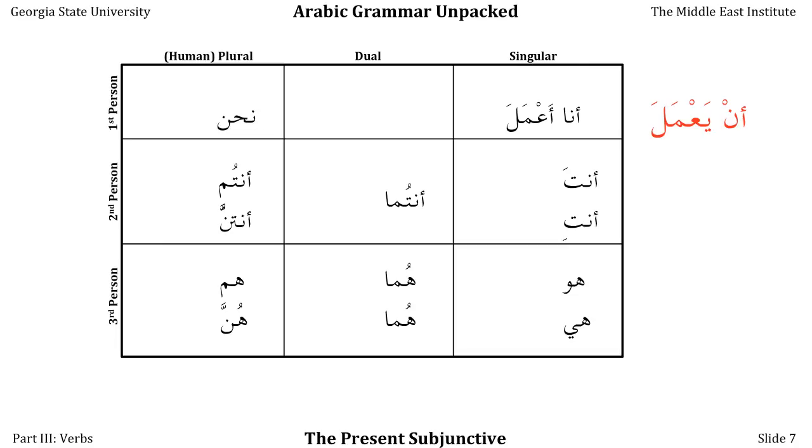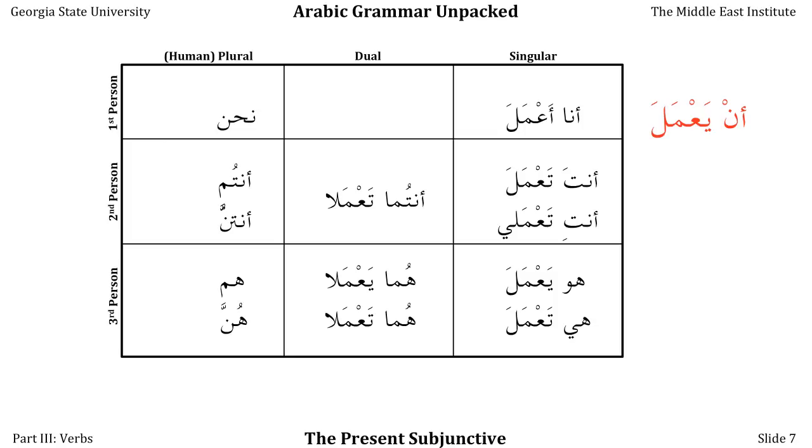The only difference in the ana form between the present indicative and the present subjunctive is that we have a fatha at the end of the verb rather than a dhamma. The same is true for the anta form. But for the anti form, what happens is that we lose the noon on its suffix. Rather than saying ta'malina, we say ta'mali instead. This is very frustrating for intermediate and beginning students to learn. Huwa ya'mala, again with the fatha instead of the dhamma. Hiya ta'mala, again with the fatha instead of the dhamma.